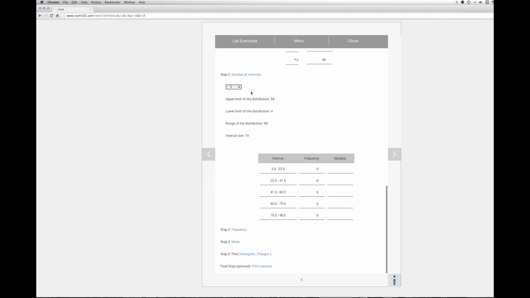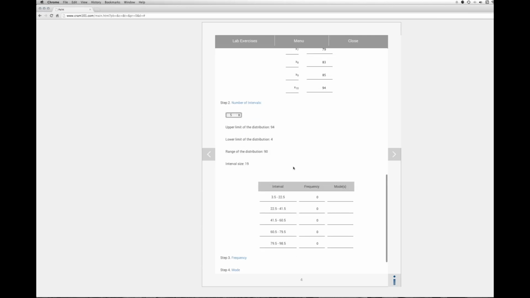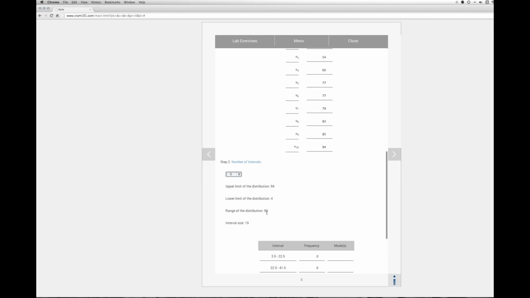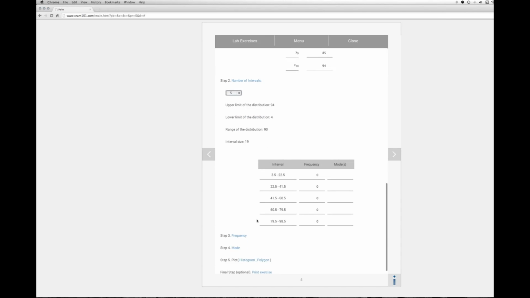Okay, so the upper level of the distribution is 94. Again, there's a 94, and the lower limit would be 4, and there's 4. The range of the distribution then is 90, which is basically 4 from 94. And then we need to get our interval size, which is taking the 90, dividing it by 5, and rounding it up. So we then have our intervals or our classes. Here's the 5 intervals. Each of them has been subtracted by 0.5 so that all the scores would fit only into one level or interval or the other.